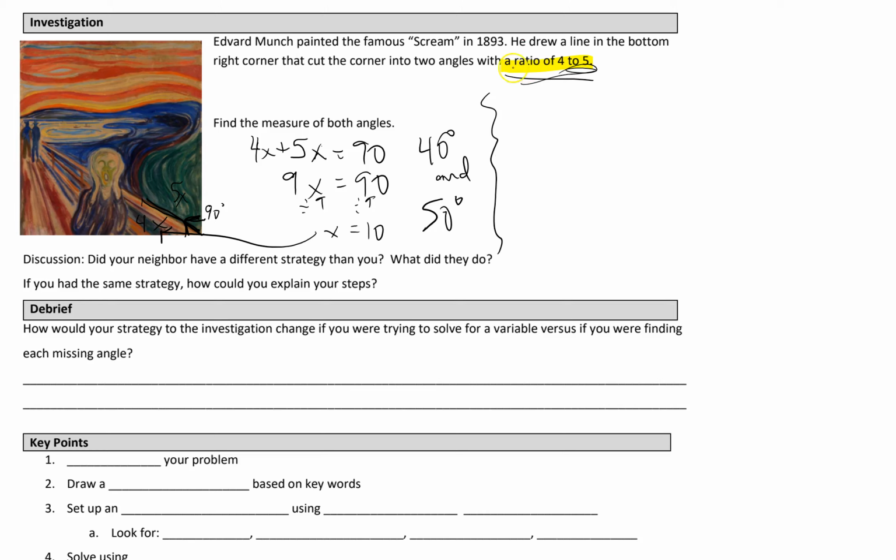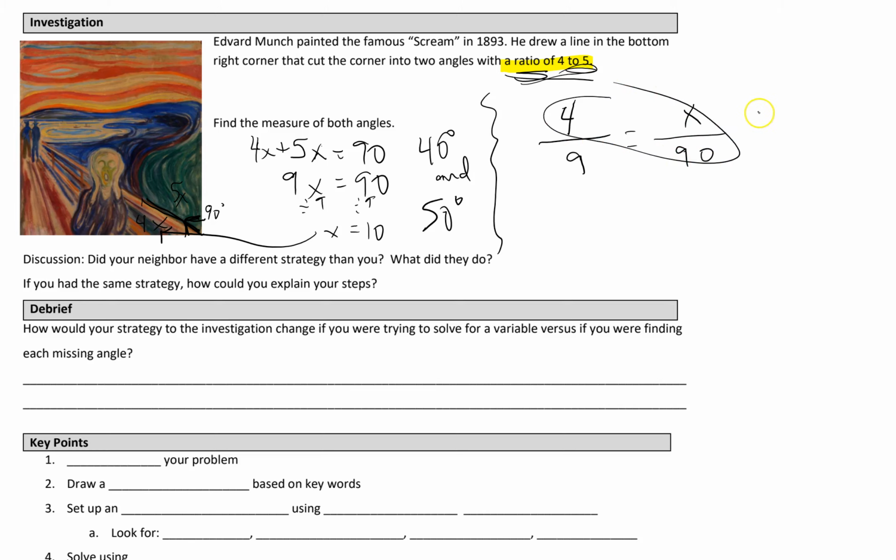Now we can also think about ratios. When we were working with ratios, we oftentimes set up a proportion. So we can say, okay, the angle that's the 4, I know is 4 out of, since it's 4:5, this is kind of like a part to whole ratio. I know the total between 4 and 5 is 9. So 4 out of 9 is going to be how many degrees out of the 90? So we can cross multiply and divide to solve.